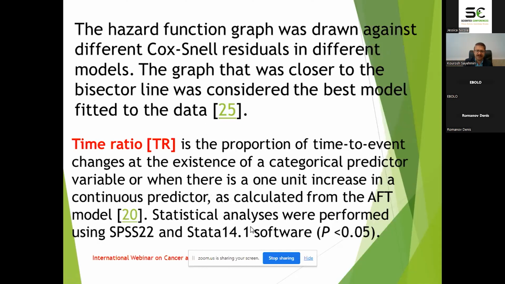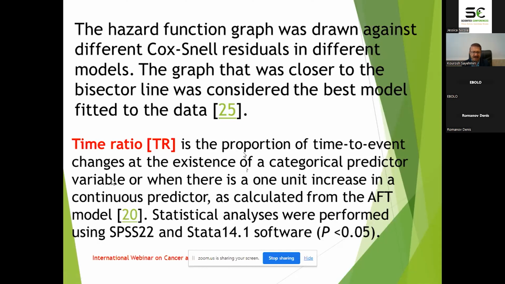And also, I use time ratio. Few studies use time ratio. It is similar to hazard ratio. It is the proportional change in time to event when there is a categorical predictor variable, or when there is a 1 unit increase in a continuous predictor, as calculated from AFT models.